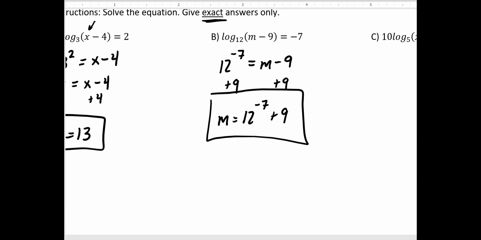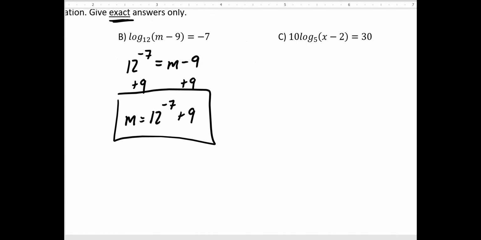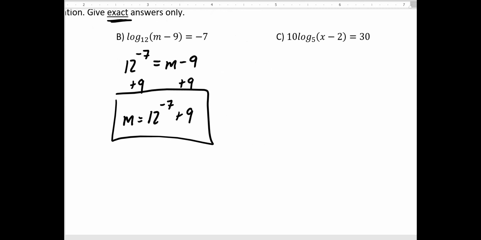Could I put 12 to the negative 7 into my calculator? Yes. What would it give me? A very small decimal. So we're just going to leave it like that. That is the exact answer. All right, let's see what we have here.